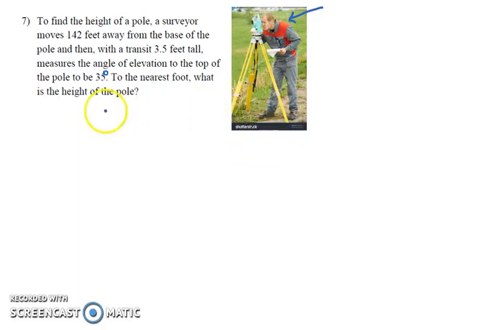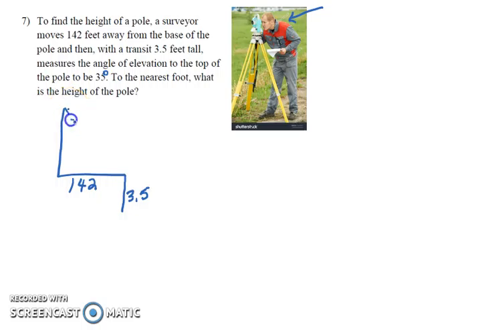But there's our transit. So he's got this pole, and he moves 142 feet away from it. And he sets up his transit. So you can see the transit, there's the piece he's looking through, and here's the legs. And so this is 3.5 foot tall. Measures the angle of elevation to the top of the pole.